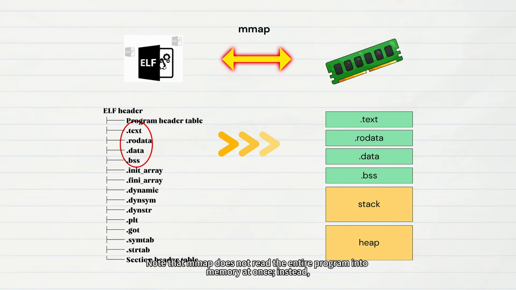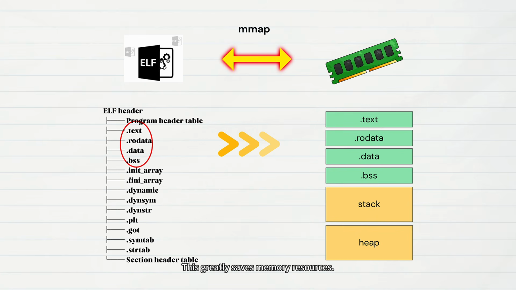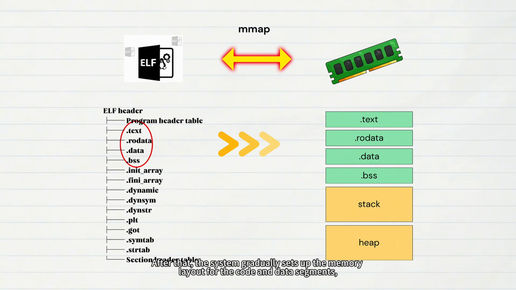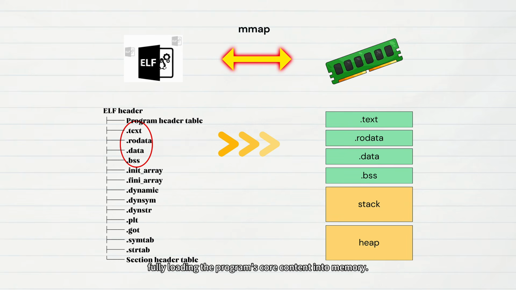Note that mmap does not read the entire program into memory at once. Instead, it establishes a mapping relationship between the file and memory, loading only the parts of code or data that are actually used on demand. This greatly saves memory resources. After that, the system gradually sets up the memory layout for the code and data segments, fully loading the program's core content into memory. This is the complete low-level process of program loading.